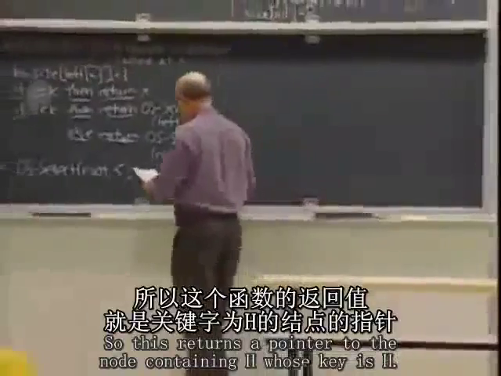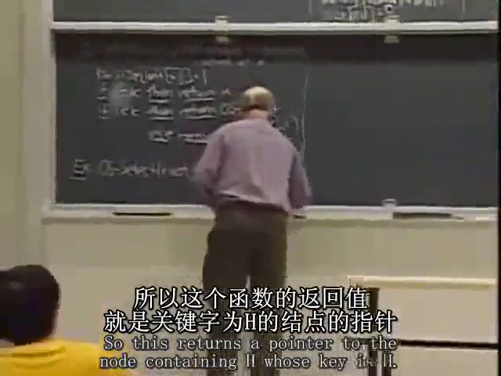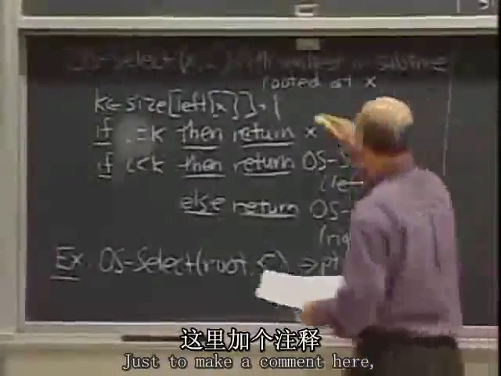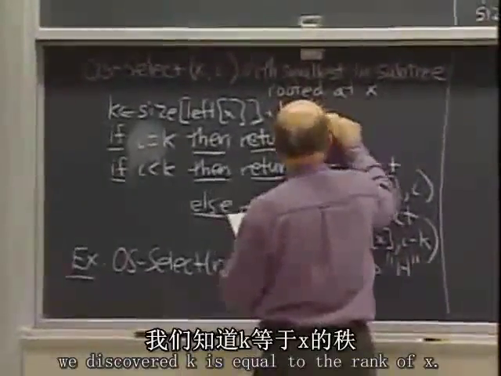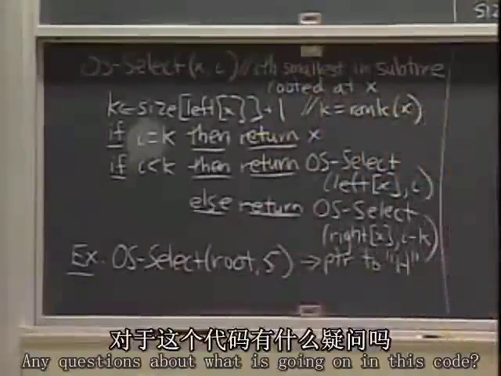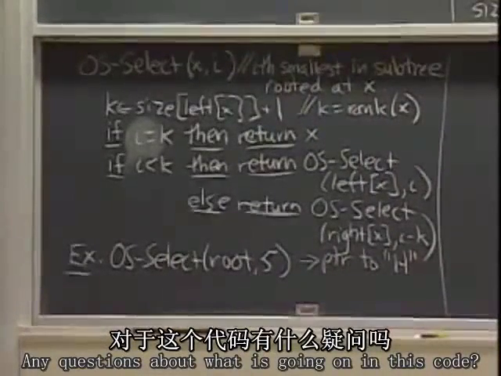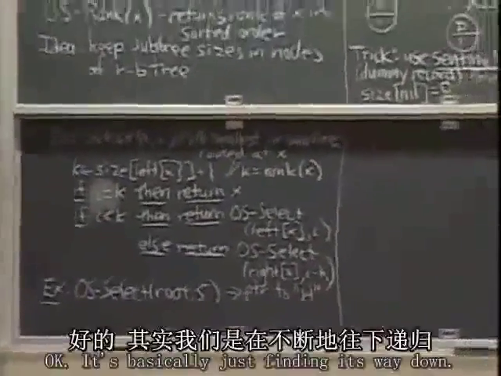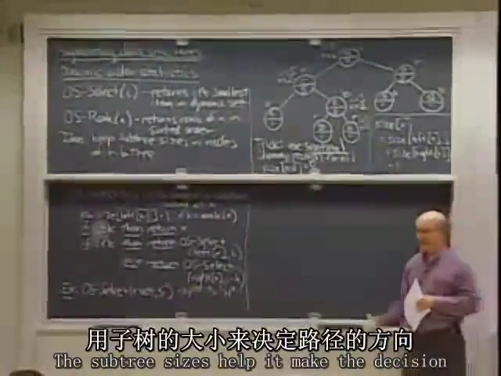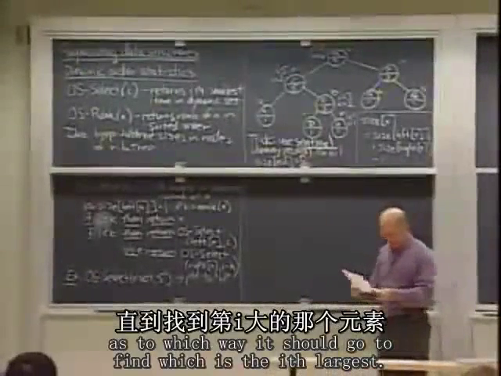Okay, so this returns a pointer to the node containing H, whose key is H. Okay, and just to make a comment here, we discovered k is equal to the rank of x. So any questions about what's going on in this code? Okay, so it's basically just finding its way down. The subtree sizes help it make the decision as to which way it should go to find the ith largest.